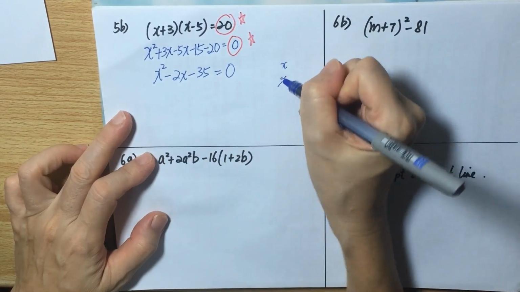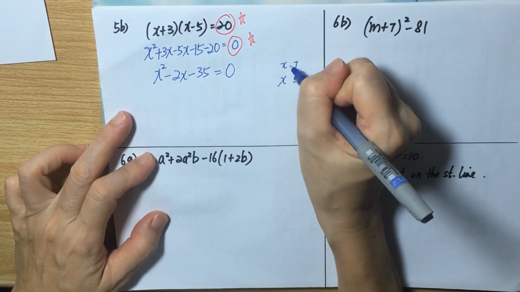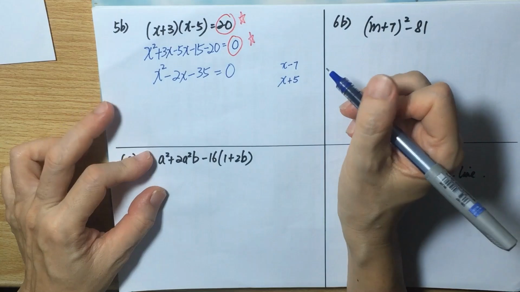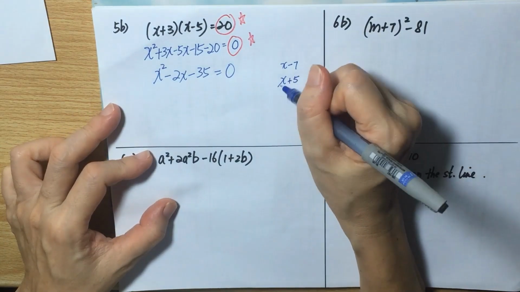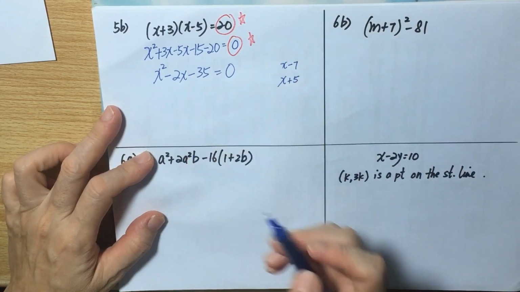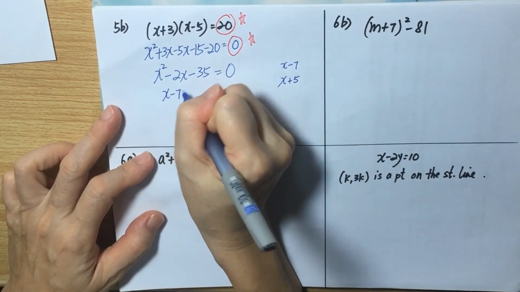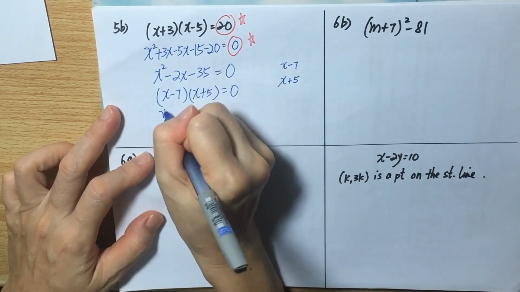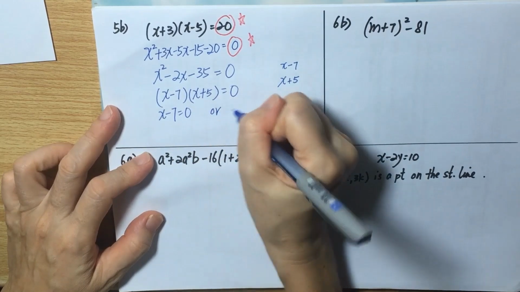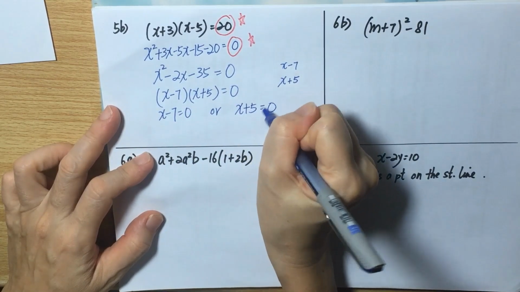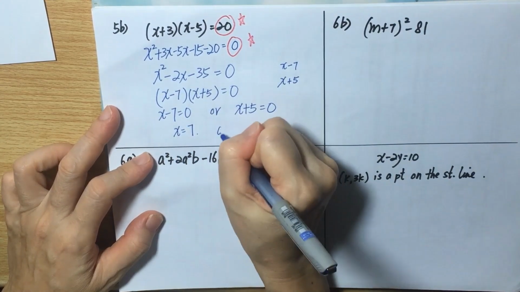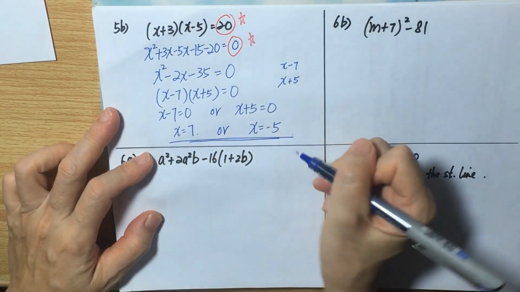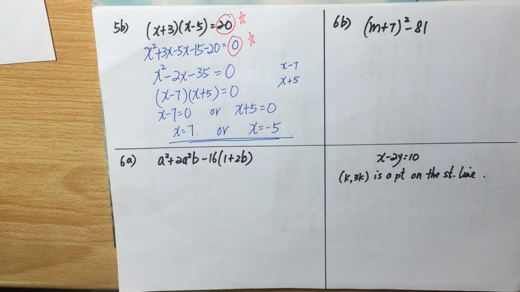So 35 is 7 times 5. I put a minus here and a plus here, so that I'm getting negative 7x plus 5x, which is negative 2x. So x minus 7 times x plus 5 equals 0. So it's either the first bracket is 0 or the second bracket is 0. If the first bracket is 0, x is equal to 7. If the second bracket is 0, x equals negative 5. So these are the answers.